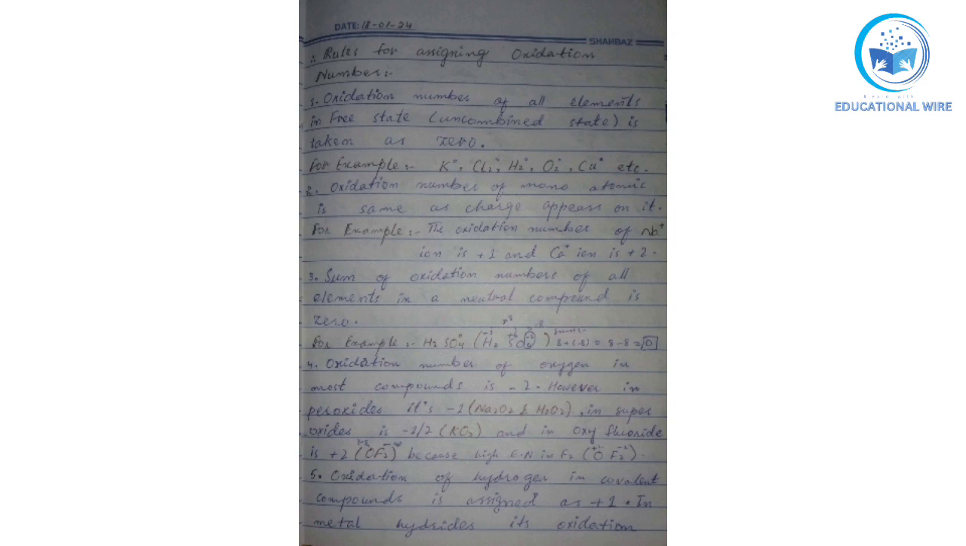Second point says that oxidation number of a monoatomic ion is the same as the charge on it. Yesterday I made a chart over here. In that chart I wrote all the monoatomic ions and all the charges over there. So here are the examples. The oxidation number of that element is the same as its charge.